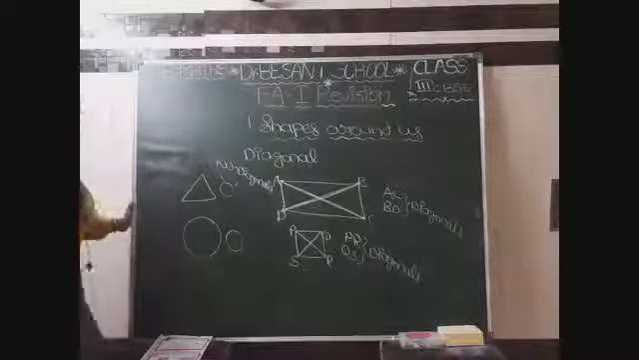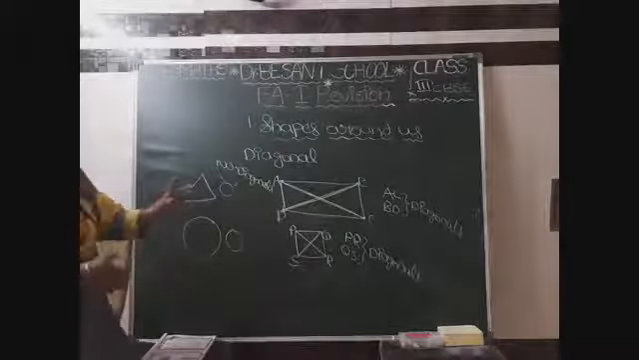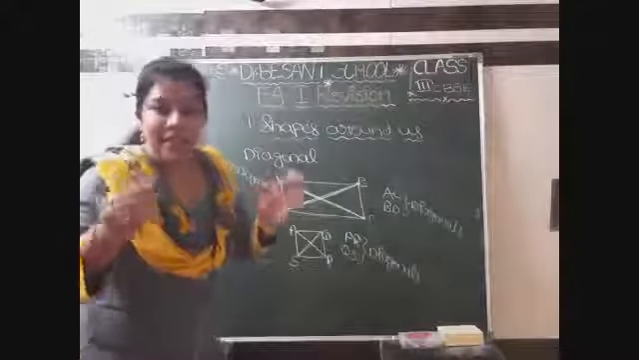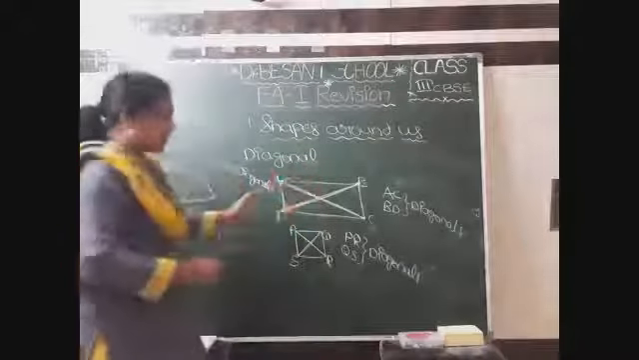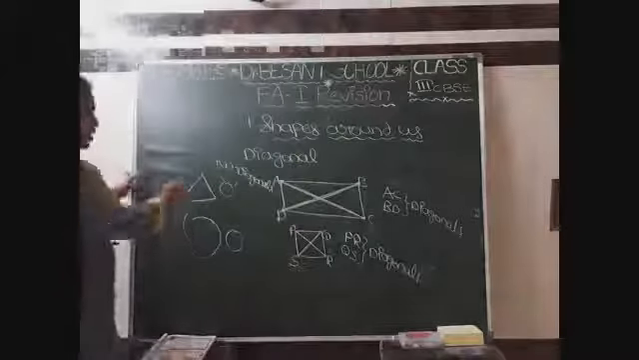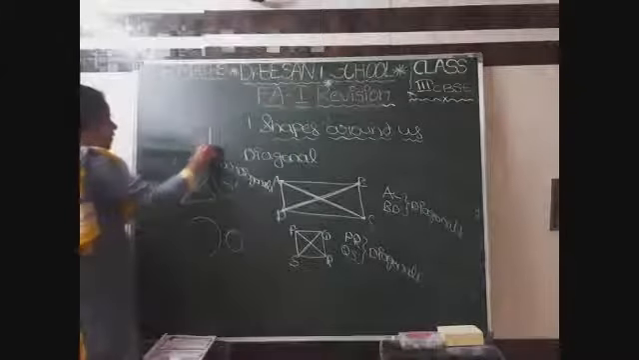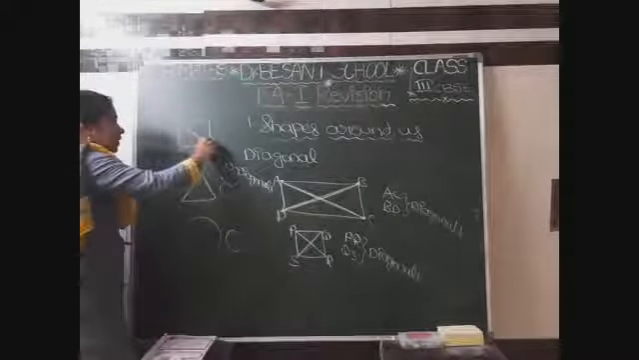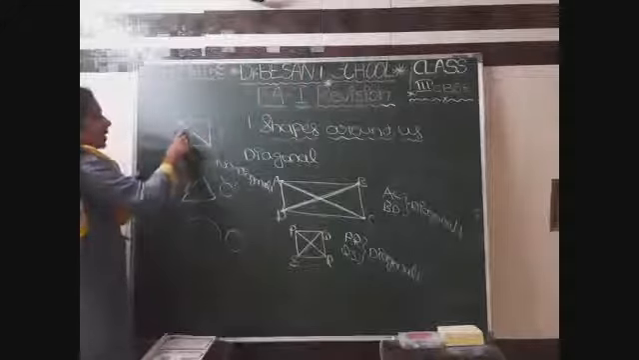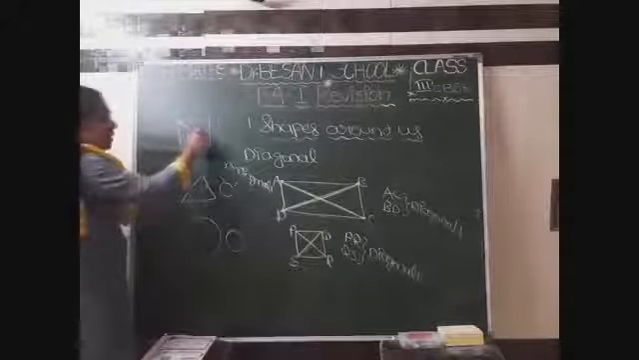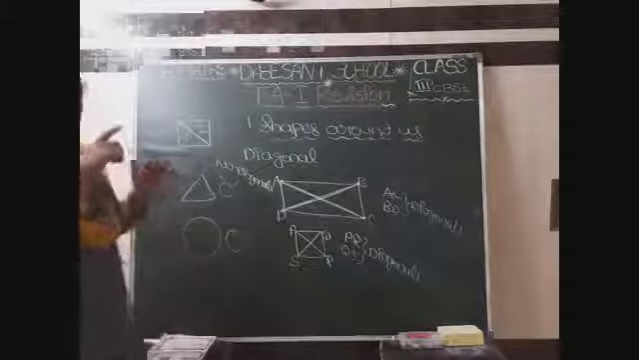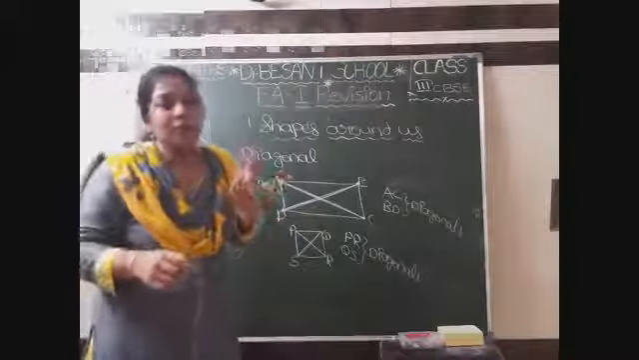Okay children, have you understood the concept of diagonals? Now I am asking one more question. When we draw a diagonal for a square or rectangle, what does it become? See, this is a square. When we draw a diagonal, the shape becomes two triangles. This is one triangle and this is another triangle. The diagonal divides the shape into two triangles.